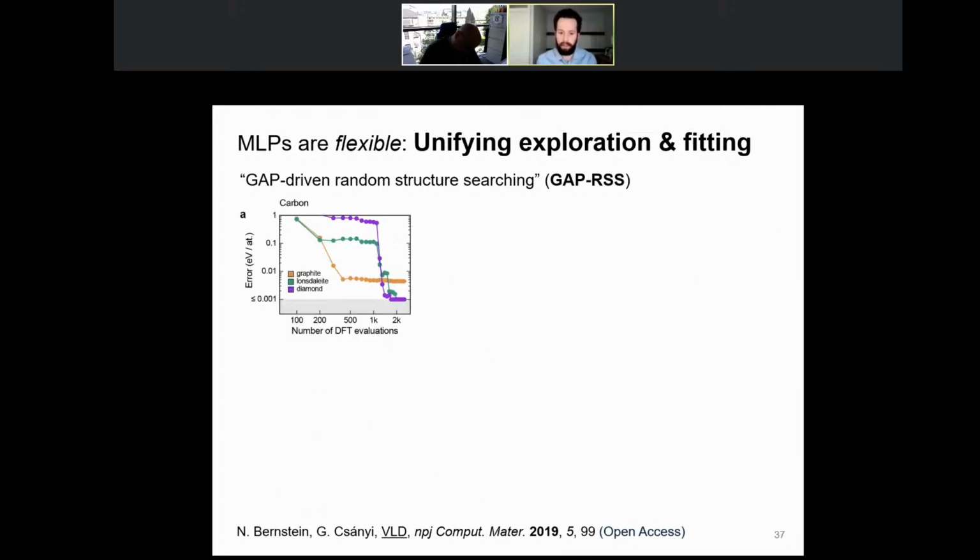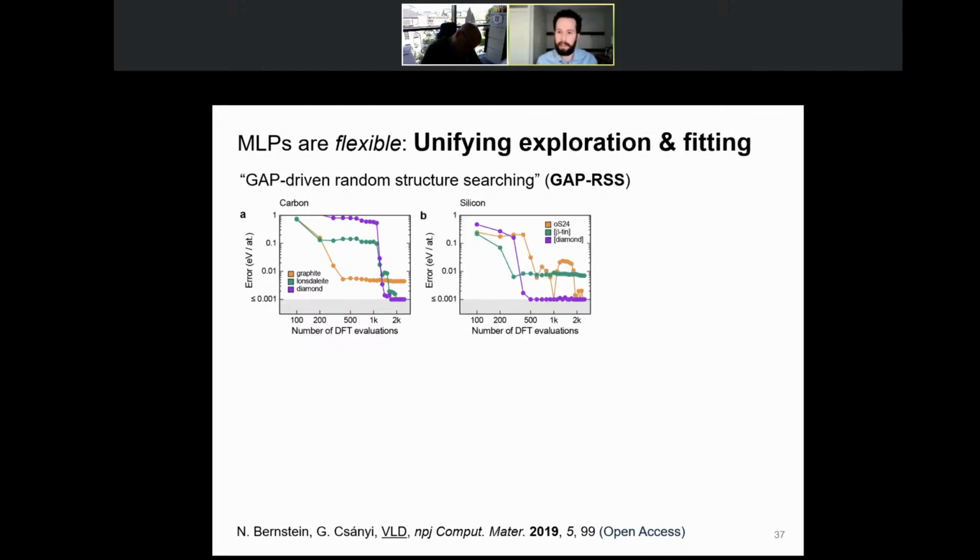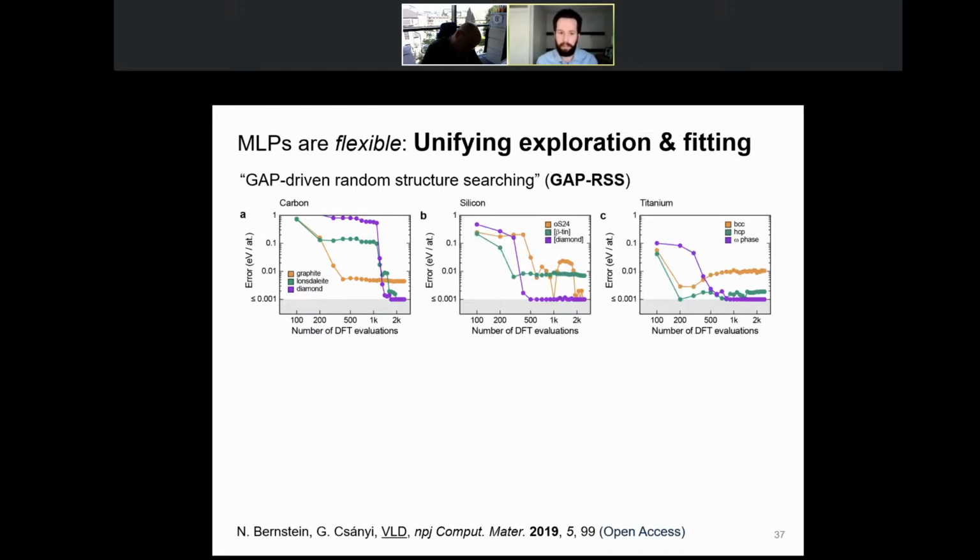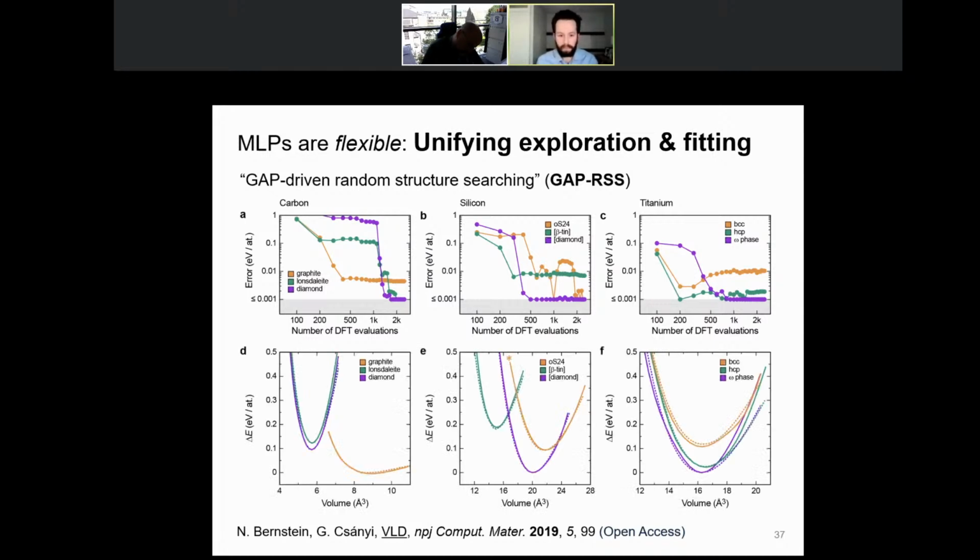So here's a proof of concept for carbon, silicon, titanium. So we've got an insulator, semiconductor, metal, and all the energy volume curves are automatically learned within 2,500 small cell DFT iterations. So you can really run this in a couple of days quite efficiently.